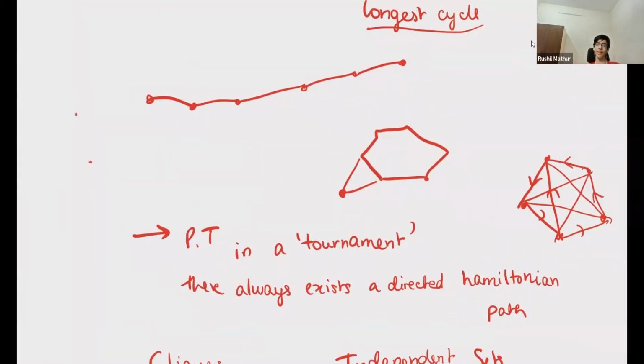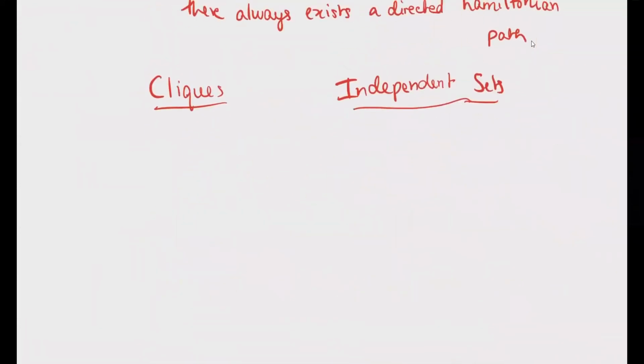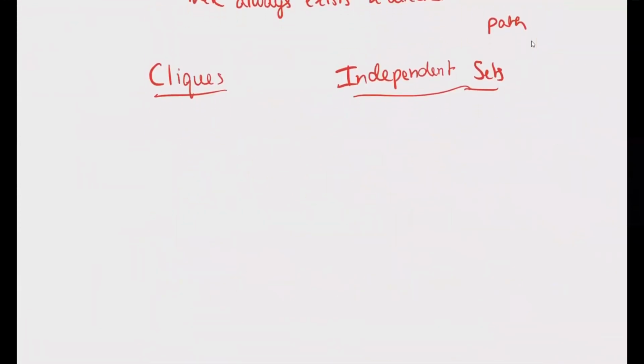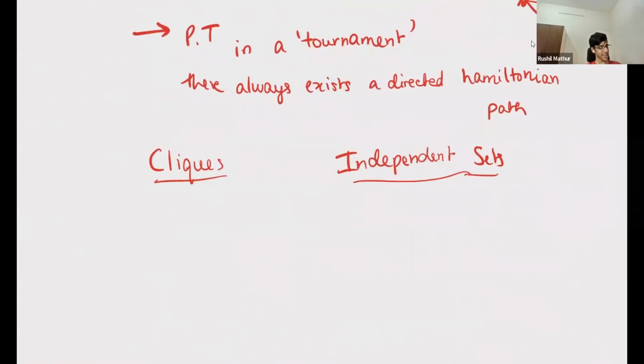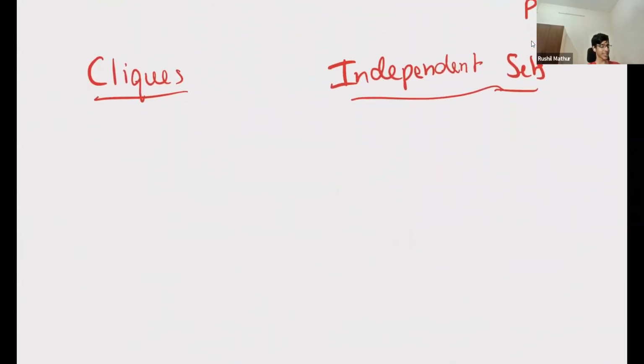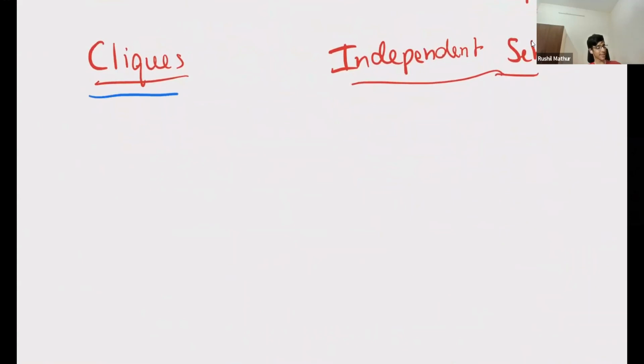Let's not get too much into it. Just let everyone try the problem. It's a cool problem to try, and not very hard. It's doable, but I don't want to rush through stuff. It's better we just do cliques and independent sets, because it's written down.